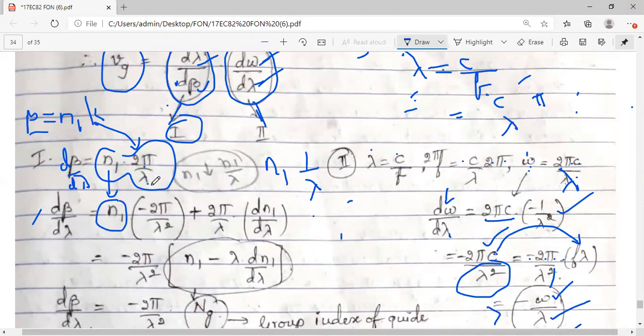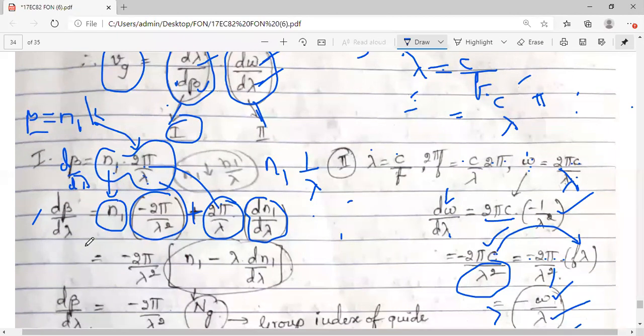What is the differentiation of 1 by lambda? It is minus 1 by x square. 2 pi is a constant, keep it. Plus, next time keep this 2 pi by lambda as it is and differentiate n1 with respect to lambda, which is nothing but we can't do anything. We know the expressions, we cannot use it. So dn1 by d lambda, keep it as it is, indicating the differentiation. So UV form, multiplication of two different variables. n1 is also dependent on lambda, and you have a lambda term also.